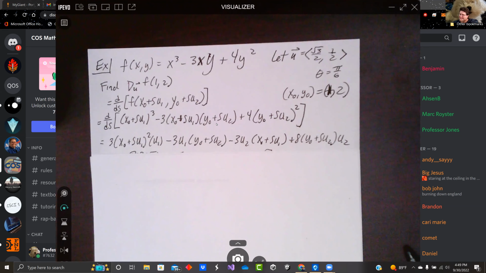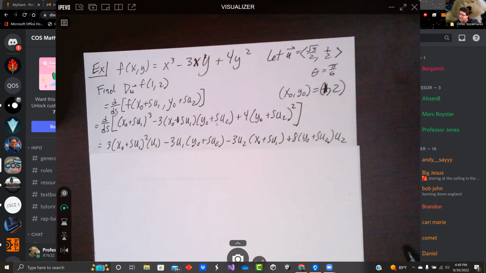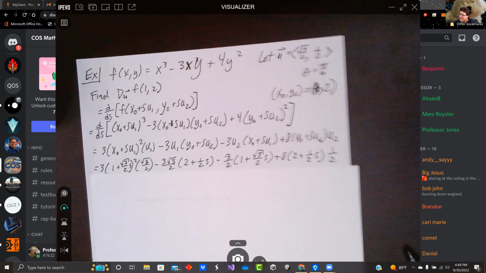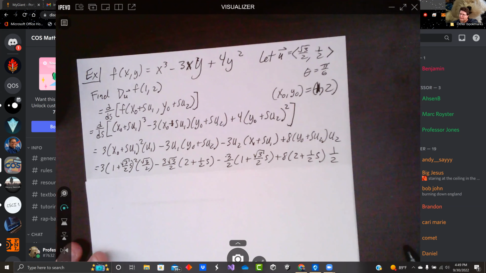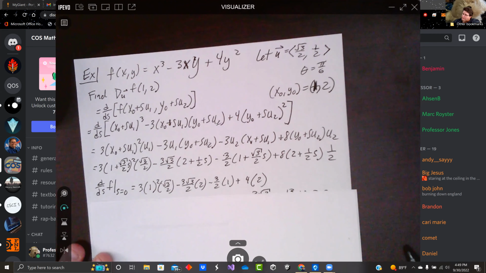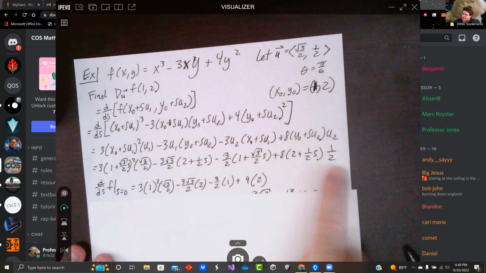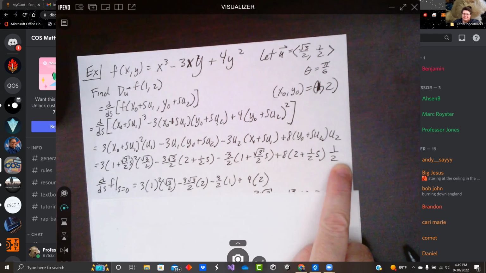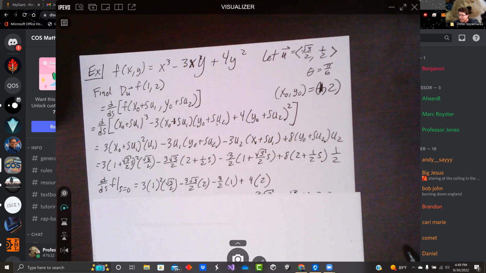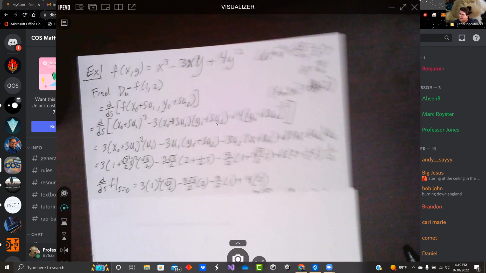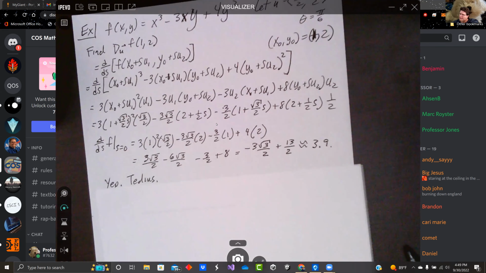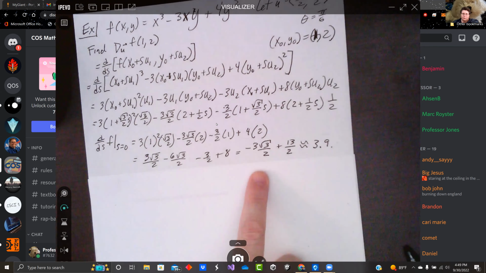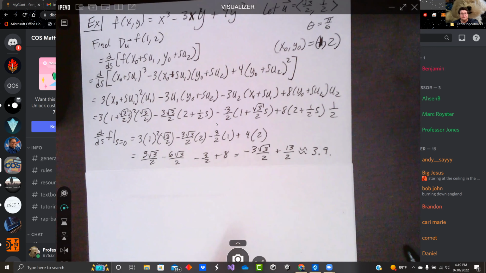We take the derivative with respect to s. We get that. That's when I plug it in and start cleaning up from there. So we have this value, that's our directional derivative, and we're taking the value of the derivative at s equals 0. Which means it's the tangent vector at that point, so there's no arc length there. And we get it's approximately 3.9. It's negative 3 root 3 over 2 plus 13 over 2.